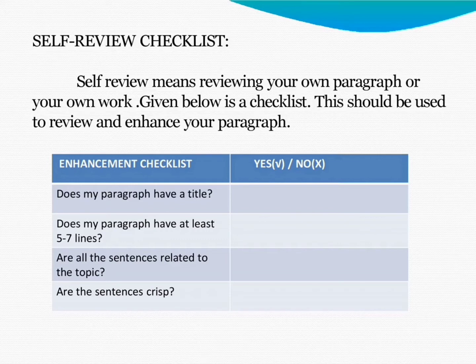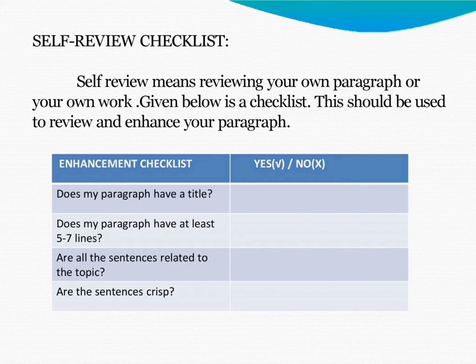So next one is, are the sentences crisp? Okay, sentences should be crisp, that is short and precise, so that everyone can easily understand your paragraph. Don't write elaborate sentences. Don't write big sentences. Just break the sentence and write it short and crisp. Okay, so you need to check whether you wrote proper sentences, that is short sentences, easy sentences. If you wrote that, put yes, if you failed to write that, put no.